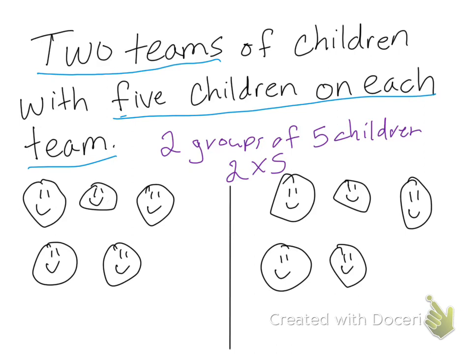So how many children did I draw altogether? If we look, I have 1, 2, 3, 4, 5, 6, 7, 8, 9, 10. So 2 groups of 5 children equals 10. And we always make sure to label it, so it's 10 children.